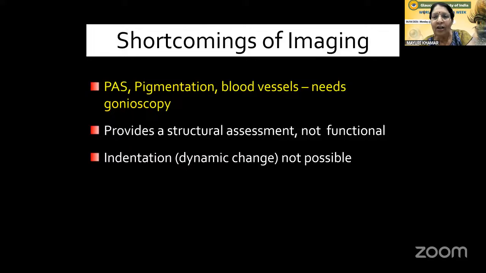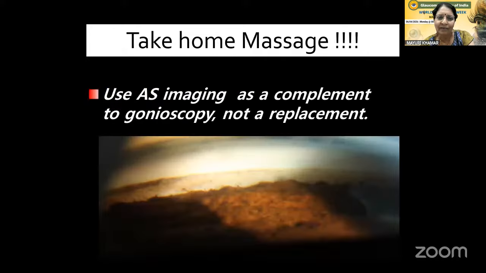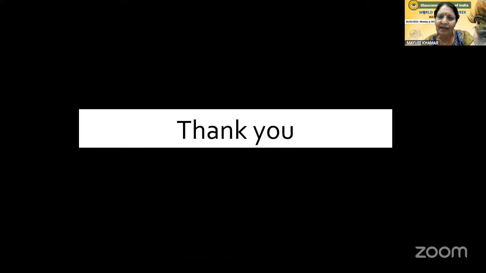What is the shortcoming of this imaging? You cannot see pus, pigmentation, blood vessels, etc. So there you need gonioscopy. This provides structural assessment and not functional. And dynamic changes cannot be done in the form of indentation. So the take-home message is: use AS imaging as a complement to gonioscopy, not as a replacement. Thank you.